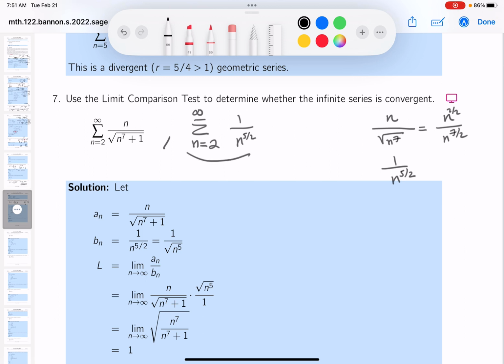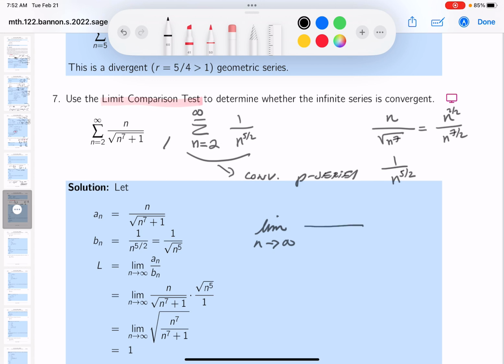And what do I know about this over here? I know it's a convergent p-series. I'm going to use the limit comparison test. And let's write it down. All right, what are we going to do? Limit as n goes to infinity.